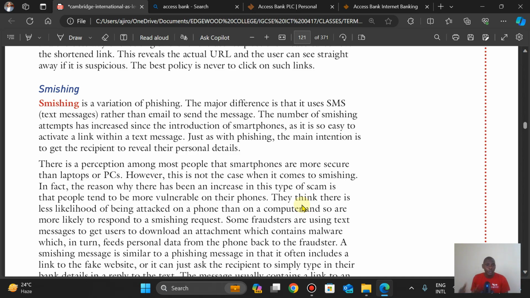The number of smishing attempts has increased since the introduction of smartphones. It is so easy to activate a link within a text message, just as with phishing. The main intention is to get the recipients to reveal their personal data.